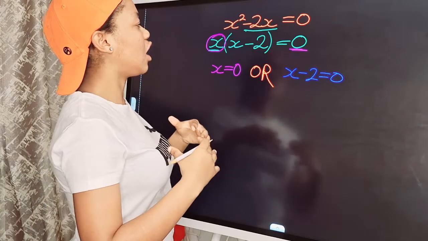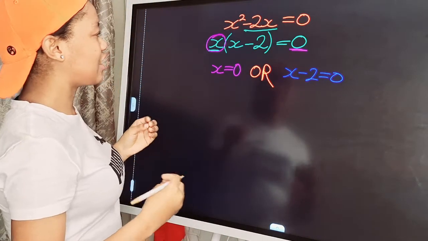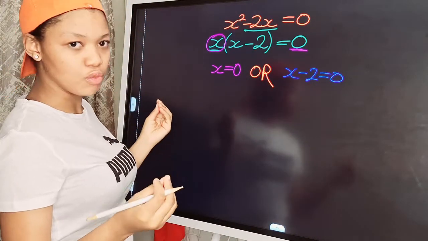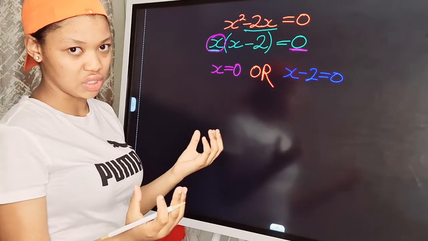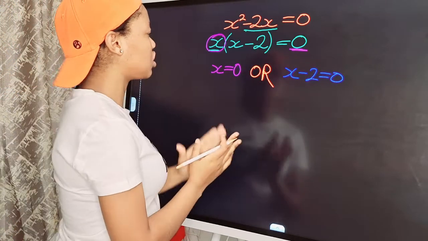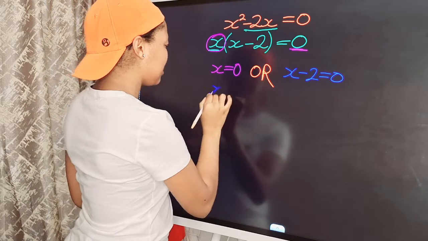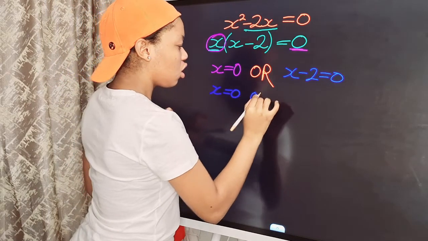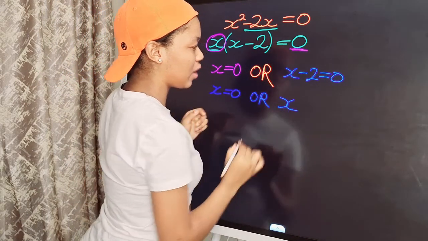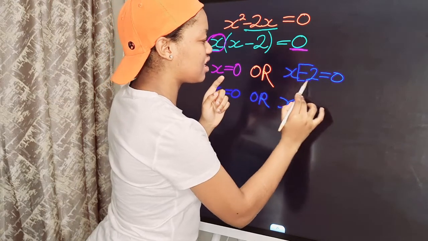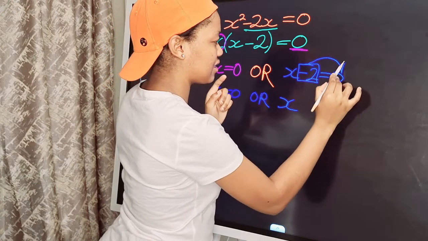That is how you solve for x in a quadratic equation, using the quadratic formula. Get it, guys, in a quadratic equation, that's how you solve for x. So x is equal to 0 or x is equal to what? We just take negative 2 and bring it to the other side.